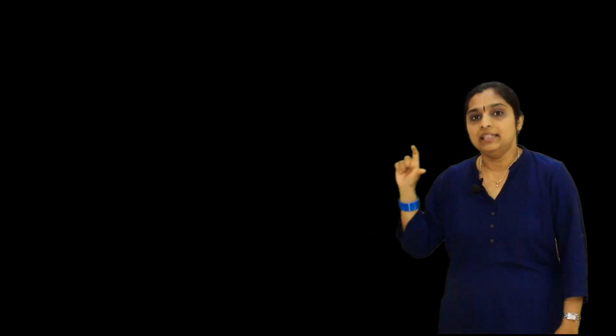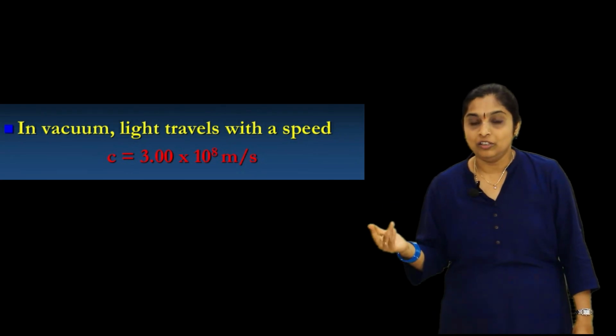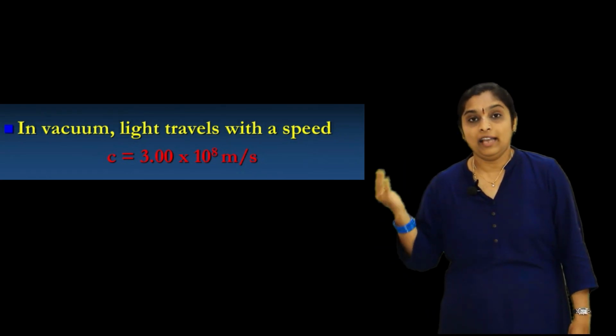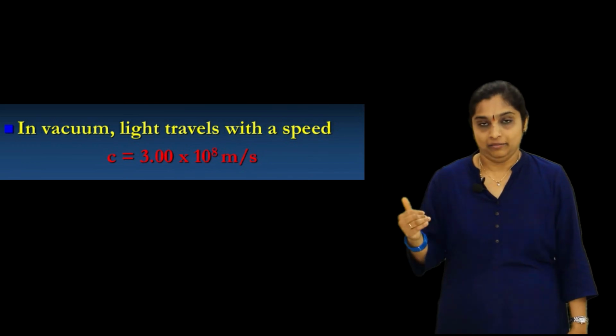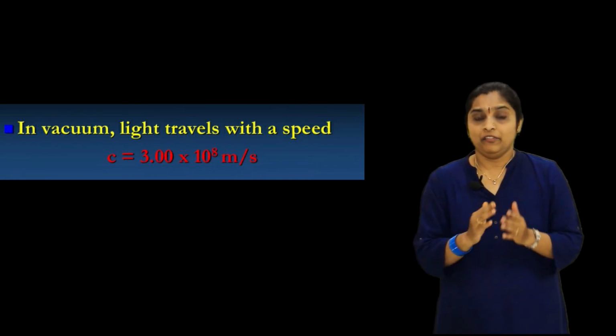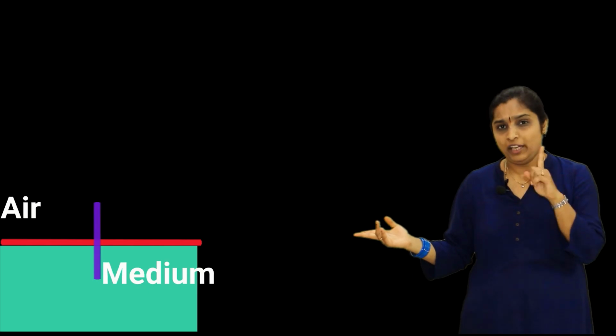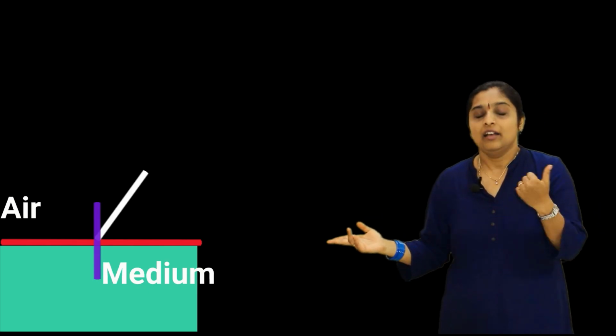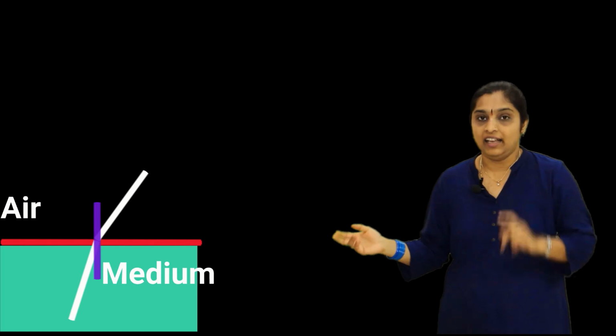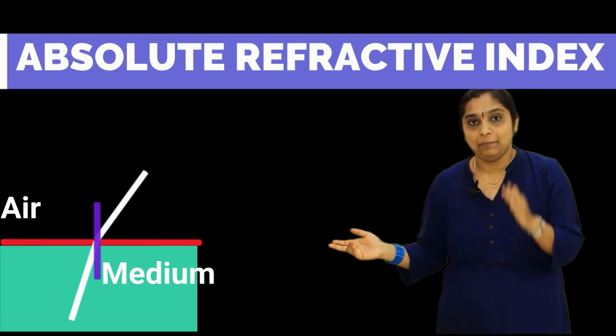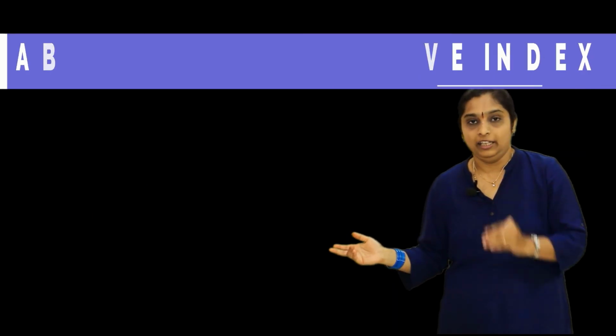So we know that that's a constant, which is represented by C, and the value is equal to 3 into 10 to the power 8 meter per second. So when we are calculating a refractive index, if we use one medium either as vacuum or as air, then we are calculating absolute refractive index.